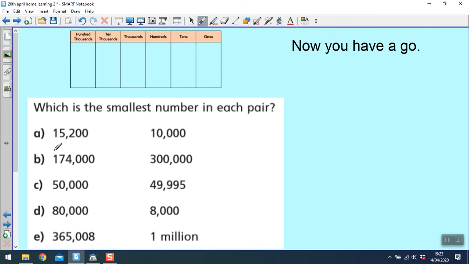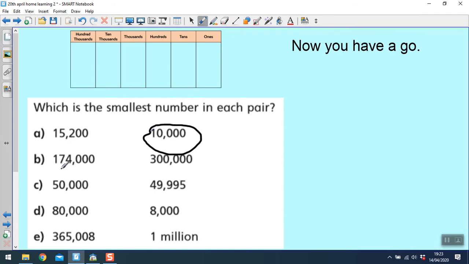Okay, let's see if you're right. So this one is 15,200 and this one is 10,000. They've both got 5 digits, so I can look at the first digit. This is 1 tens of thousands. This is 1 tens of thousands. So I need to move on to my second digit. This is 5,000s and this is no thousands. So this is smaller.